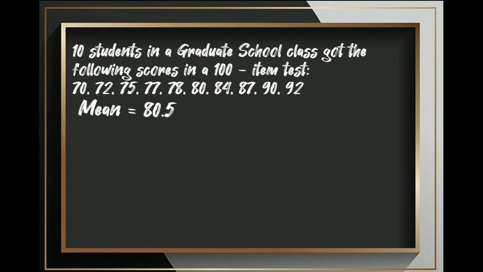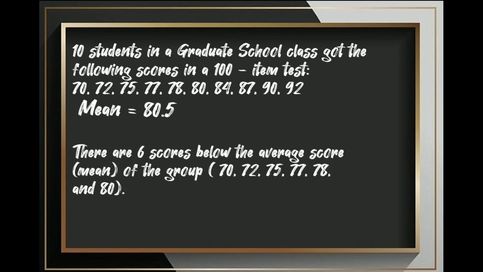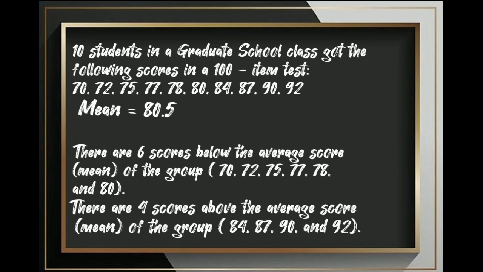So if the mean or the average score of the group is 80.5, there are 6 scores below the average score or the mean of the group, which are 70, 72, 75, 77, 78, and 80. And there are 4 scores above the average score, which are 84, 87, 90, and 92.